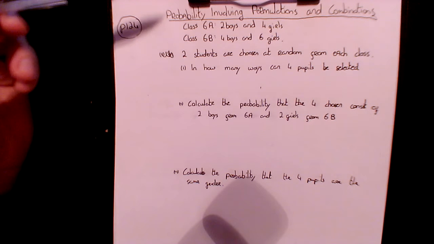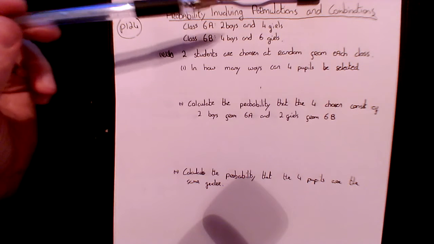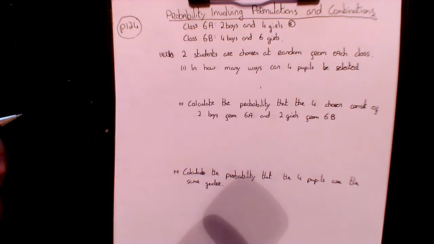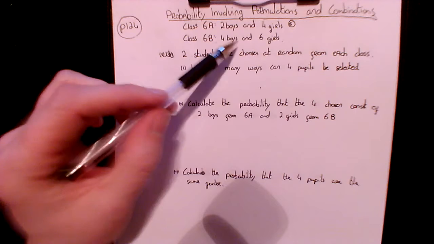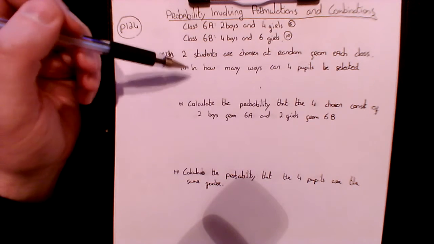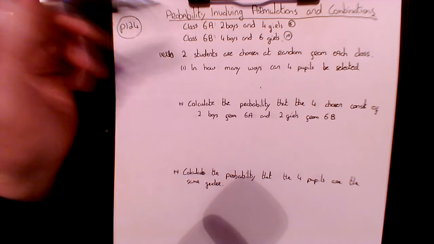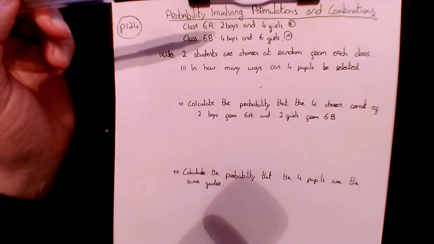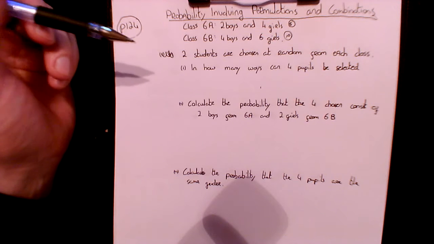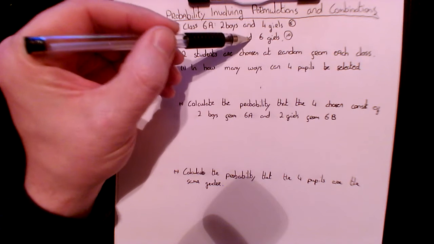Okay, so there's a class called 6A. It doesn't really matter what it's called, but there's 2 boys and 6 girls in it, so there's 8 people altogether in that class. And the other class, 6B, there's 4 boys and 6 girls, so there's 10 altogether in that. Now they're saying, in how many ways can 4 pupils be selected? And here they say 2 students are chosen at random from each class. So there's going to be 2 students chosen from this class of 8 and 2 chosen from that class of 10. Right, so in how many different ways can 4 pupils be selected? That would be 2 from this and 2 from that.